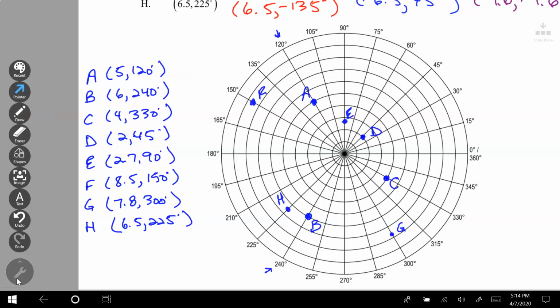And as you can see, I plotted the rest of the points. I'm going to make this one a little bit neater. That's point F. And there you go. Please feel free to move to the last page.